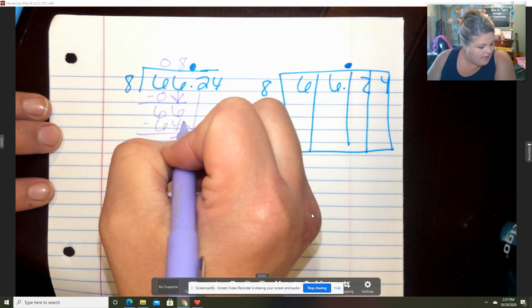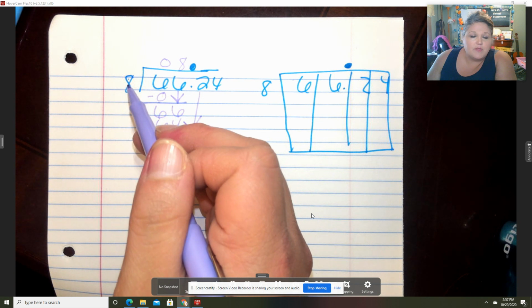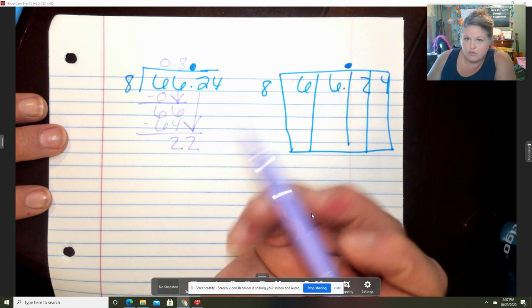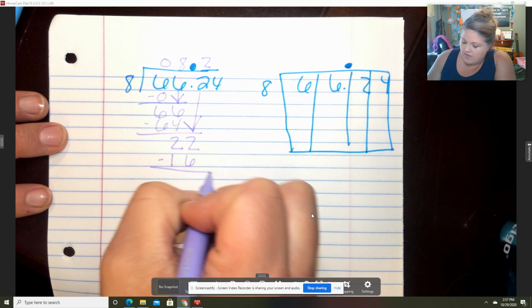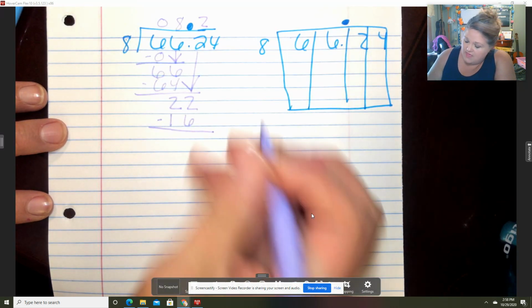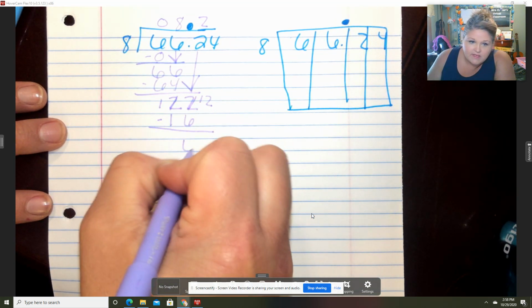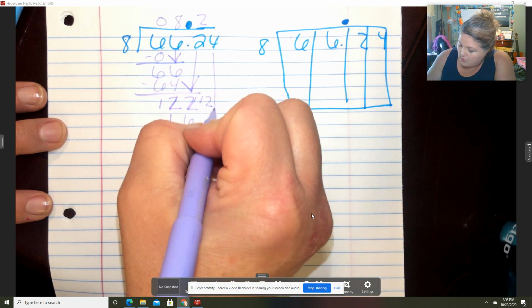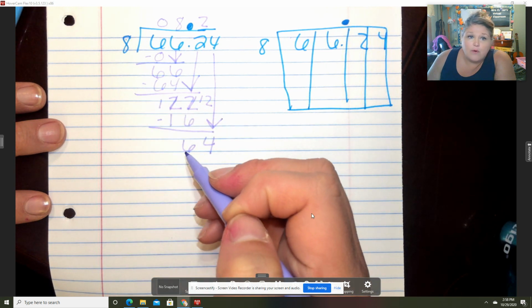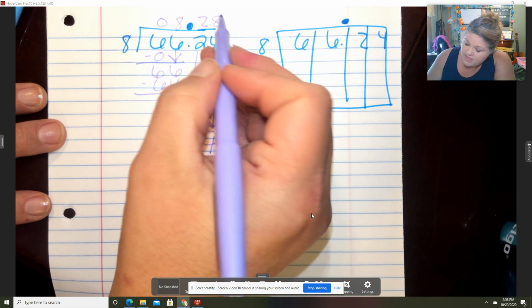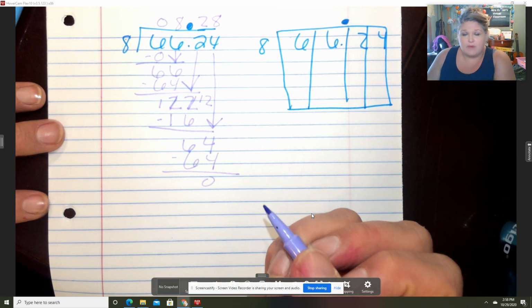Now I'm going to bring down my other 2. And that's going to make it 22. Well, now I'm just going to see how many times 8 will go into 22. 2. 2 times 8 is 16. And then 22 minus 16 is 6. I've got one more number to bring down, and that's going to make it 64. 8 will go into 64, and we've already said 8 times. 8 times 8 is 64. Guys, use your multiplication chart if you need to, okay?